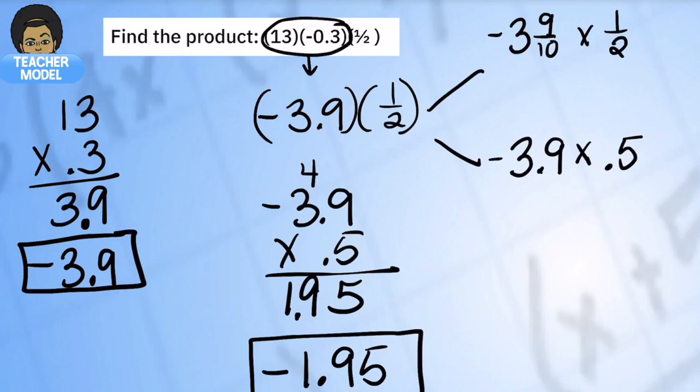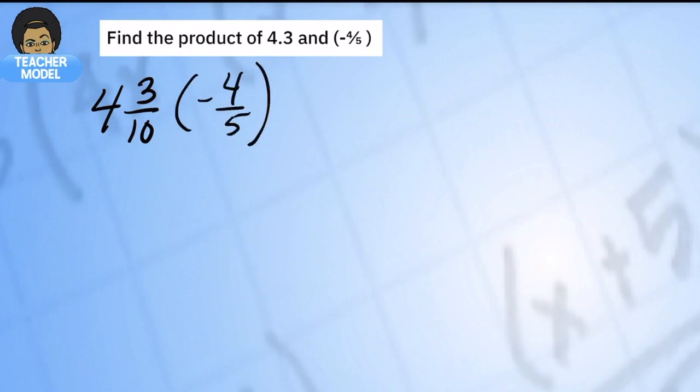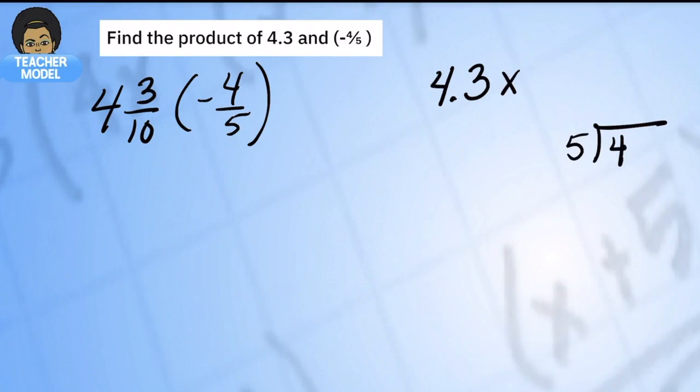Let's do one more, and for the second one, I have another simple one, just two numbers to multiply. And again, we have some decisions to make. We can either change 4 and 3/10 to 43/10 and multiply that by negative 4/5, or we can do 4 and 3/10 times, and you can change negative 4/5. 4 divided by 5, you can just change that and you get 8/10. So I personally like this one better, negative 8/10.